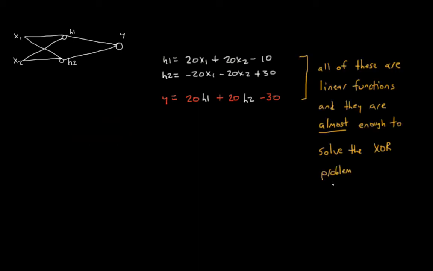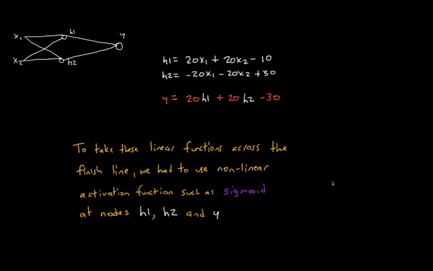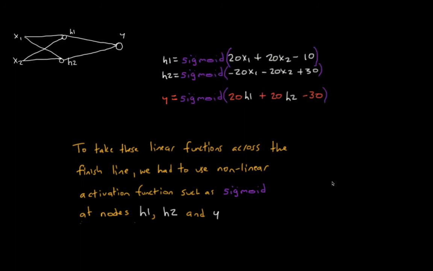All three of the neural network nodes were initially just linear equations, and they took us really close to solving the XOR problem. But we had to use a non-linear activation function, the sigmoid function, to actually cross the finish line and get the neural network to actually solve the problem. The sigmoid activation functions were applied at nodes H1, H2, and Y, and they were the key to finally solving the problem.